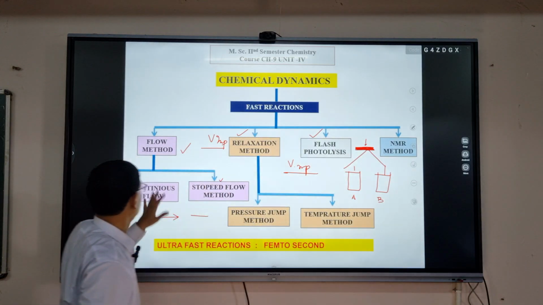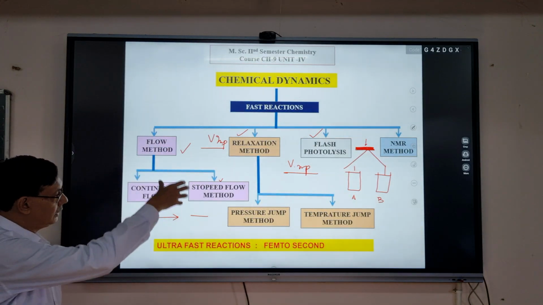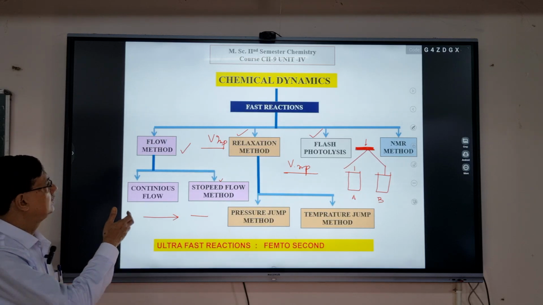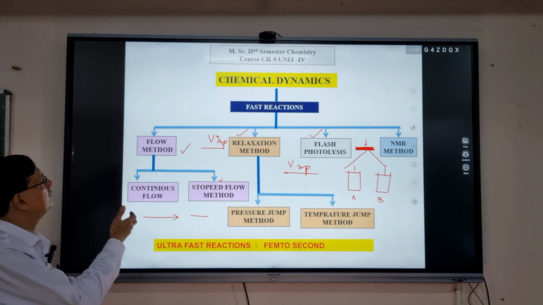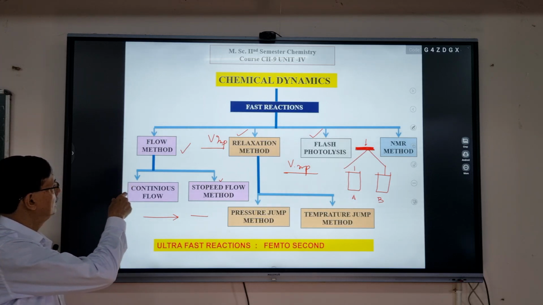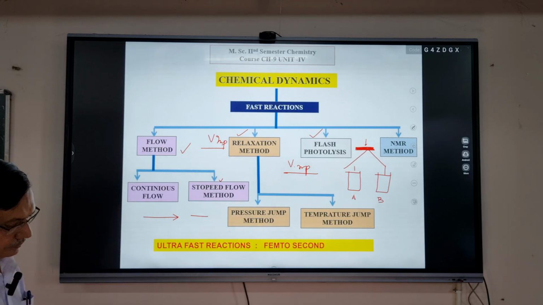So first we will discuss the flow method, but before that I will show you a table so that you can understand the different methods and their half-life.